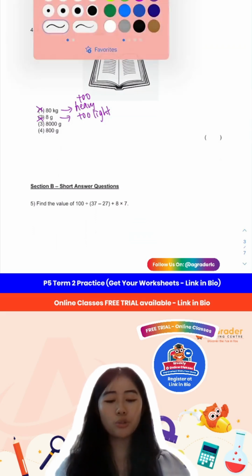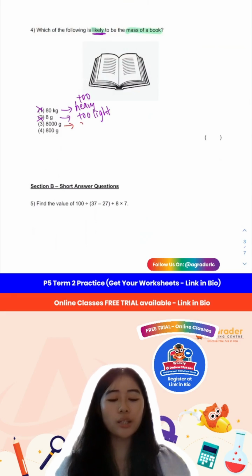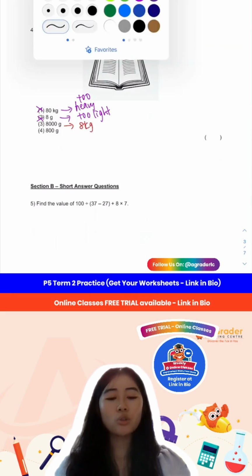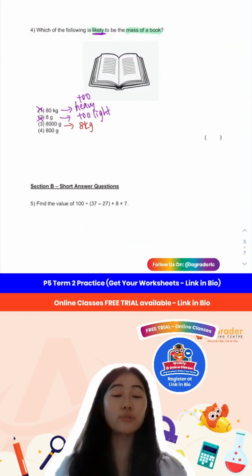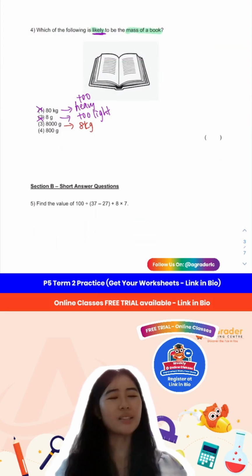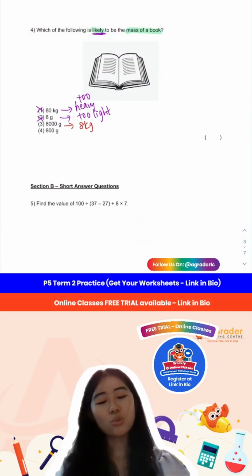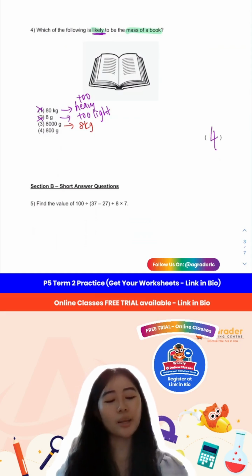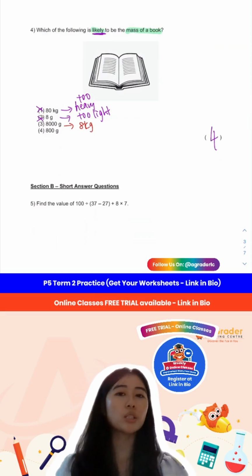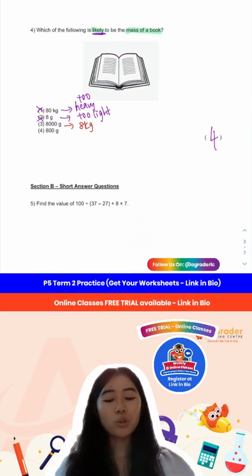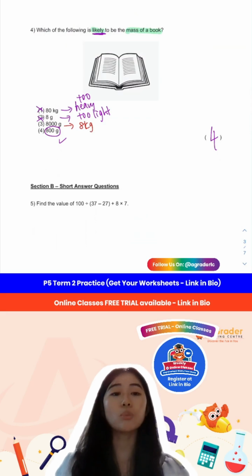However, for option 3, if you change it into kg, it is actually 8 kg. So 8 kg is still quite heavy for a book. Yeah, so I think rarely you will have a book that is 8 kg. So the most likely answer is number 4. Usually your textbook and all that you carry to school is less than 1 kg. Right? So you're going to pick 800 grams, which is less than 1 kg. It's the most possible.